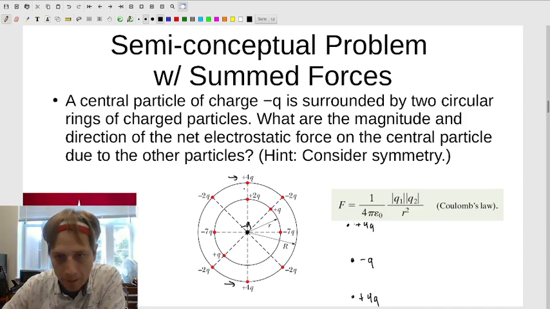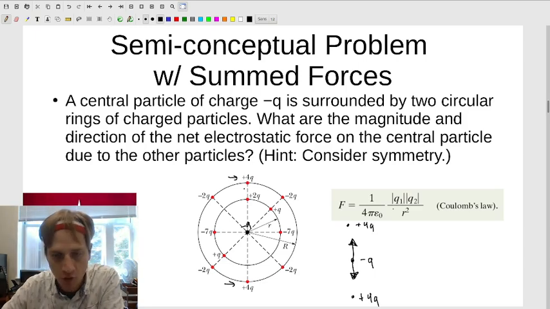The amount of force that this plus 4q and the plus 4q on the bottom apply, they are both going to be pulling on that central object in the middle. Since they have opposite signs of charges, this is a positive charge, this is a negative charge, they will be attracted. So this charge in the middle will be attracted upwards towards the one at the top, and it will be pulled downwards by the charge at the bottom.